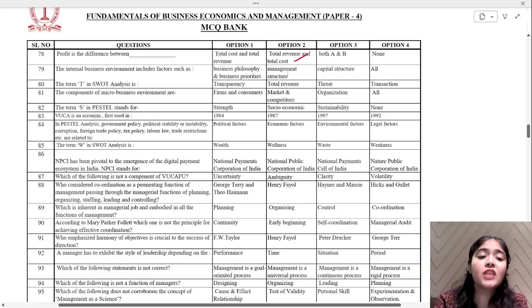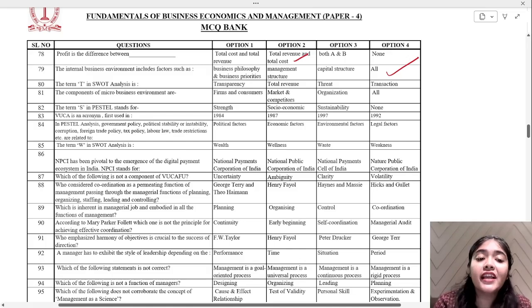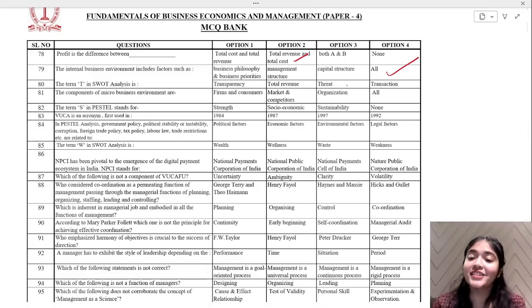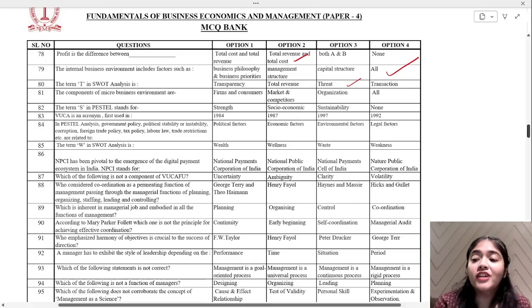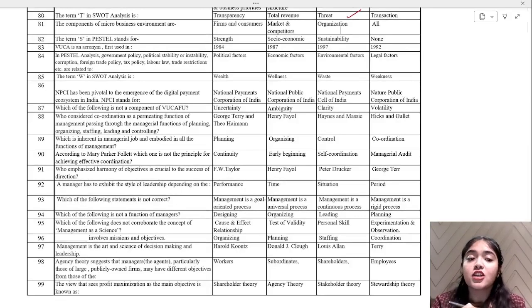Okay. The internal business environment includes factors such as business philosophy and business priorities, management structure, capital structure, or all. It will include all of these. The term T in SWOT analysis stands for, you know it, comment down in the comment section. Transparency, total revenue, threat, or transaction. Correct? Threat.